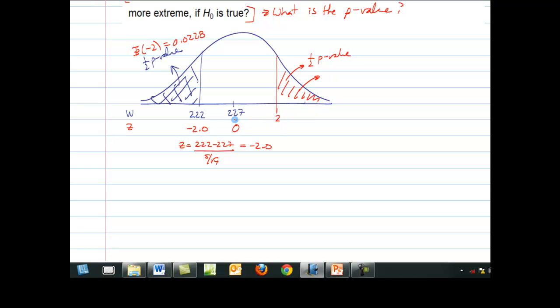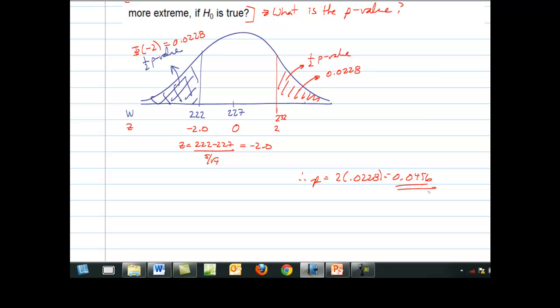And if you wanted to look at the value here, if you look between 222 and 227, that's 5 units. If you look from 227 plus 5, that would be 232. So if you wanted to talk about this as 232 and standardize to a positive 2, you could. And I get 0.0228 here as well. So my p-value is equal to 2 times 0.0228, or 0.0456.